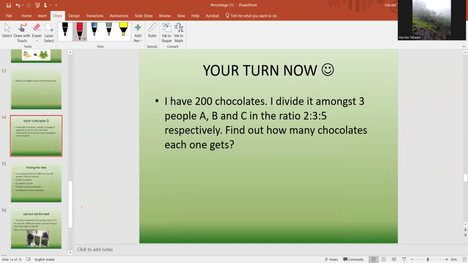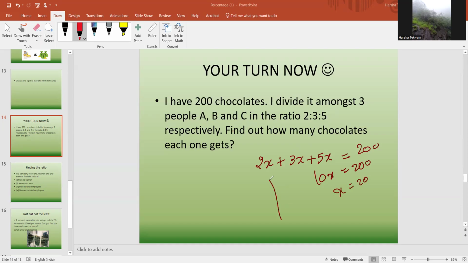Now, I have 200 chocolates. I divide it amongst 3 people A, B, and C in the ratio 2 is to 3 is to 5. Find how many chocolates each one gets. I prefer doing the algebra way. Let A get 2x chocolates, B get 3x, C get 5x. Altogether, this constitutes 200. 10x is 200, x is 20.